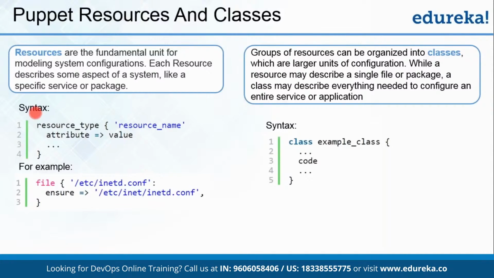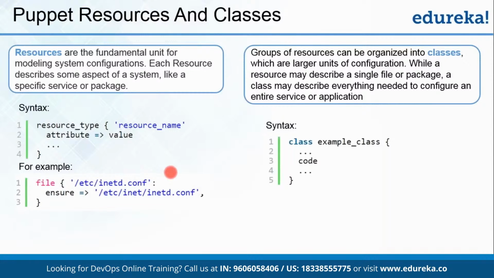Here we have the syntax of the resource. First you write the type of the resource, then you give a name to it in single quotes, and then the various attributes that you want to define. In the example I've shown, it will create a file, inetd.conf, and this attribute will make sure that it is present. So let us execute this practically, guys.